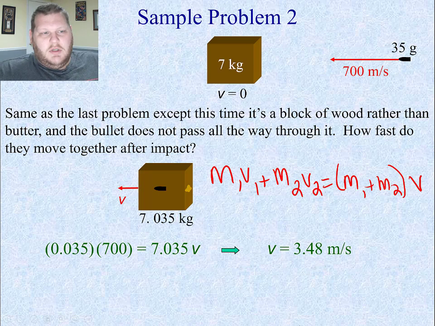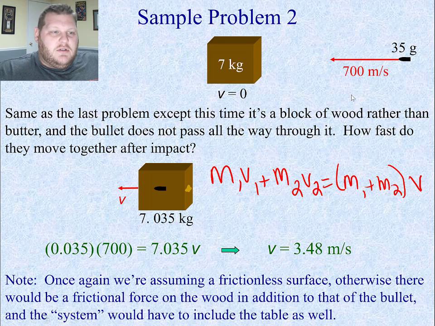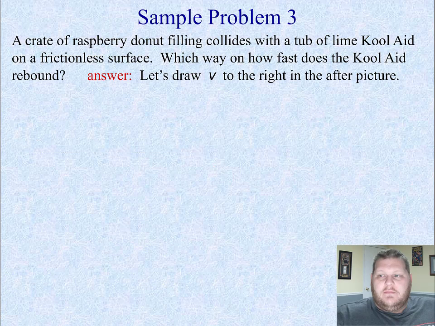So much slower. Here, once again, we notice that it is assuming a frictionless surface. Otherwise, there would be a frictional force on the wood in addition to that of the bullet, and the system will have to include the table as well. So if it was sitting on something here, we would have to include that as part of the system. The momentum beforehand of it would have to be included in that for the mass if it had friction, but here again, we're assuming a frictionless surface. Maybe it's on an air hockey table or something like that. But that's how we would go through and find the momentum afterwards, the velocity afterwards.